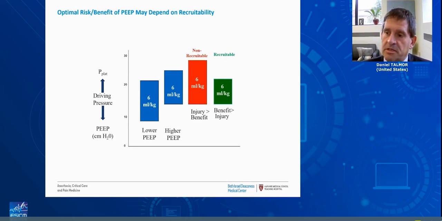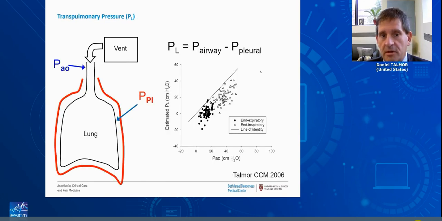The problem is when I take large unselected populations and randomize them into a PEEP trial, some patients will be recruitable, some won't be. And the end result of the trial is negative because I'm hurting some patients and helping others. So the real opportunity here is to better identify at the bedside which patients may benefit from higher and lower PEEP.